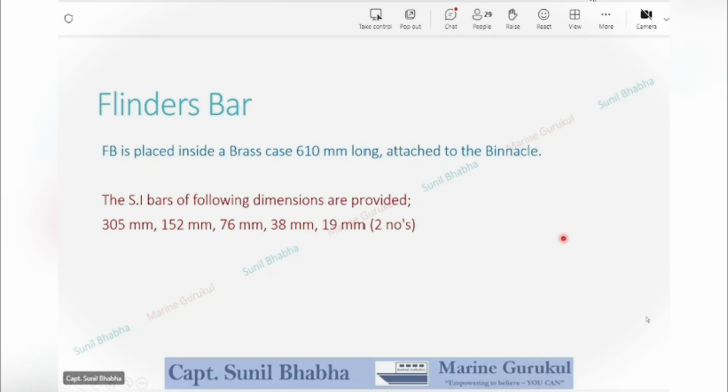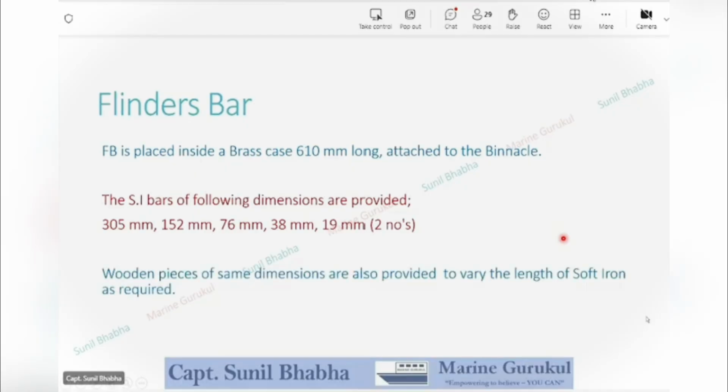Now, why are these provided in small pieces? Because as we just now saw, to vary the magnitude of correction, we can change the length of the Flinders bar. So once these pieces are provided to us, we can use whatever pieces we require, and the other pieces can be kept as spare. So this is the approach behind providing the pieces. Now, how are these pieces utilized?